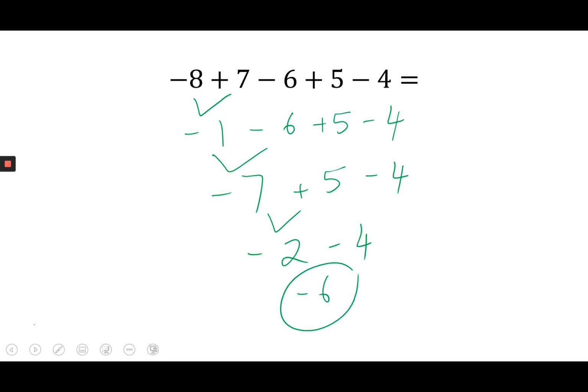There are different ways to approach this problem too. Let's choose a different color.